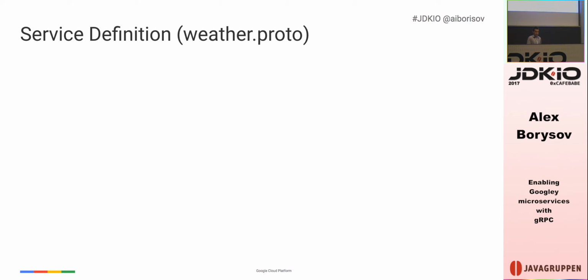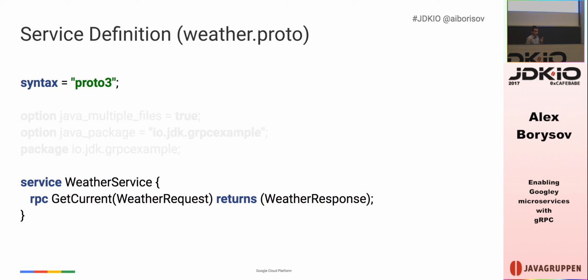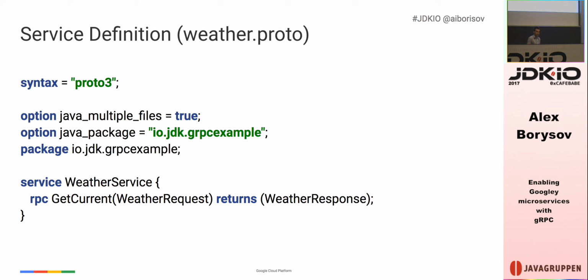Protobuf is an open-sourced binary serialization protocol and IDL from Google. Now let's see how a simple weather service looks. We create a file called grpc.proto, and using protobuf version 3, we define an RPC method. Let's have an RPC method getCurrent. It takes weather request and returns weather response.